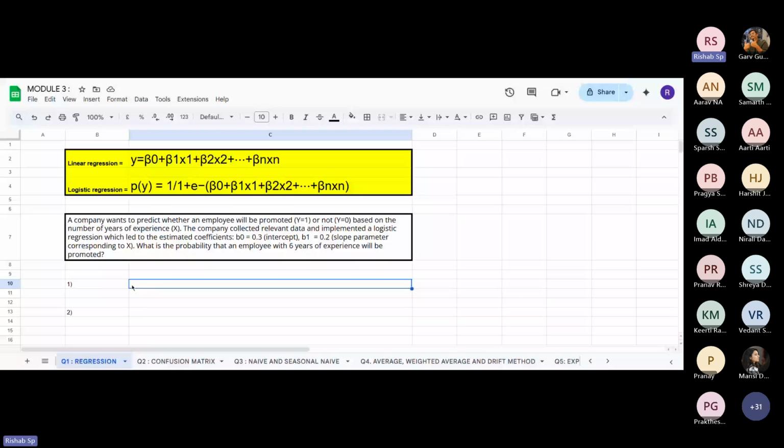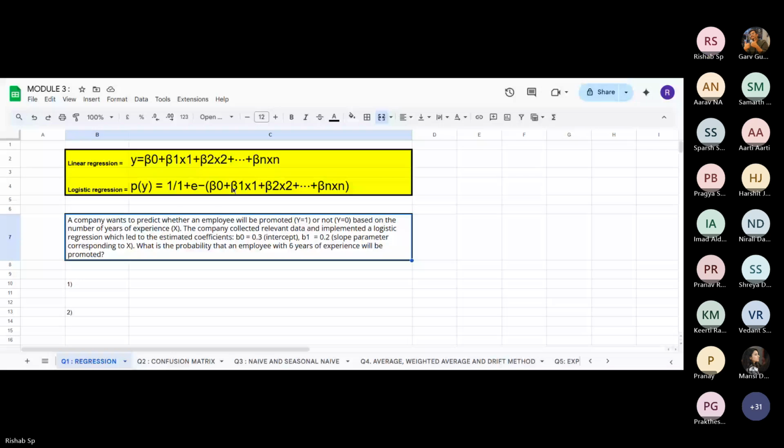Yeah, fine. So we have an equation for linear regression. We have the equation for logistic regression. We have a question, so we'll do it. A company wants to predict whether an employee will be promoted, based on the number of years of experience. The company collected relevant data and implemented logistic regression, which led to estimated coefficients beta 0, B0, and beta 1, B1. These values will be given.